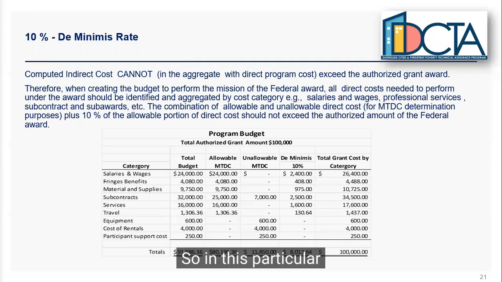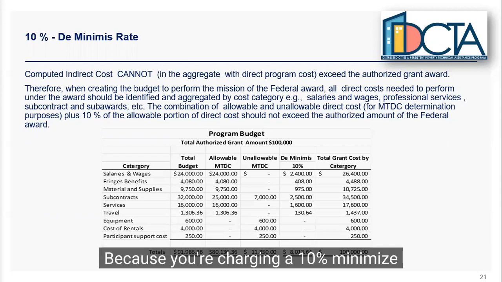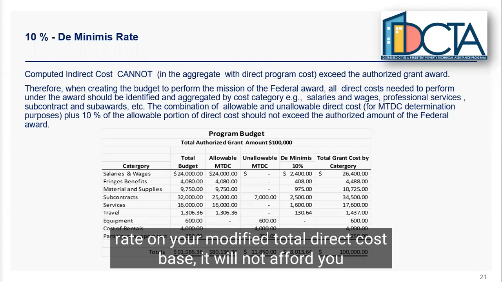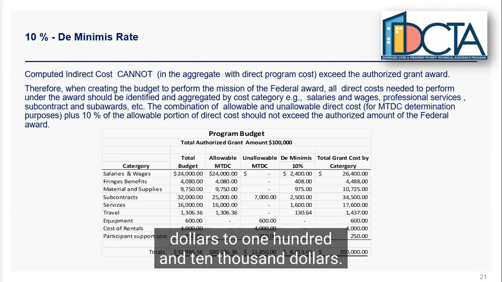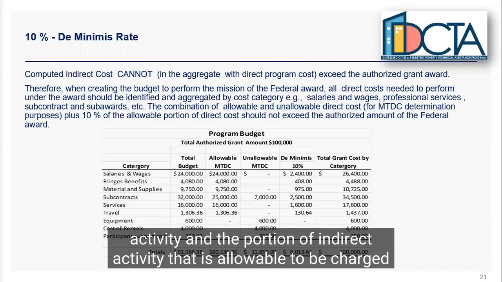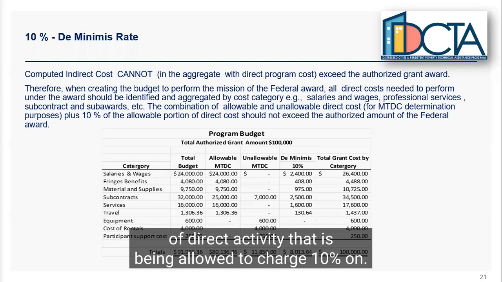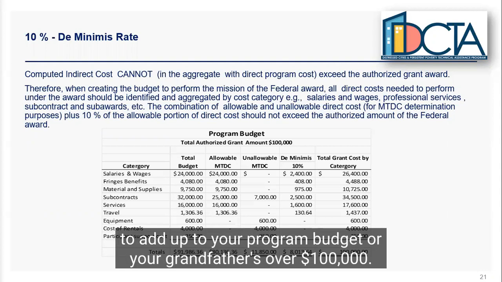So in this particular presentation, we identified that the total grant is $100,000. Because you're charging a 10% de minimis rate on your modified total direct cost base, it will not afford you the opportunity to increase your federal funding from $100,000 to $110,000. You have to identify the portion of direct activity and the portion of indirect activity that is allowable to be charged the 10% on, and then the combination of the two has to add up to your program budget, or your grant funds of $100,000.